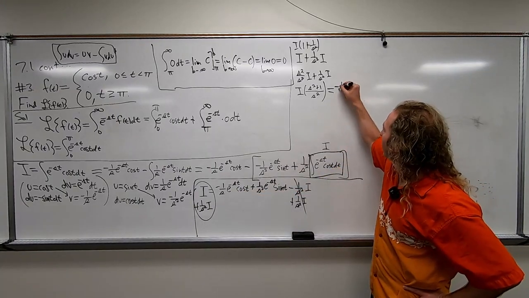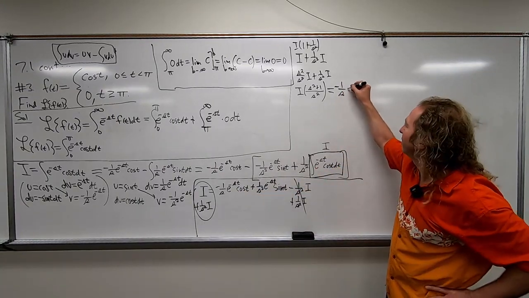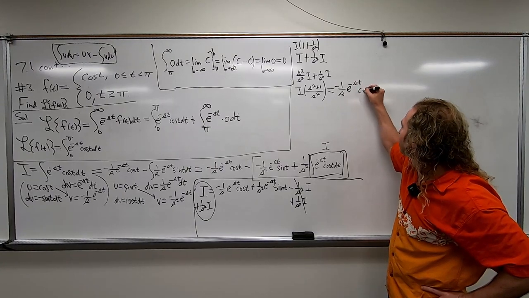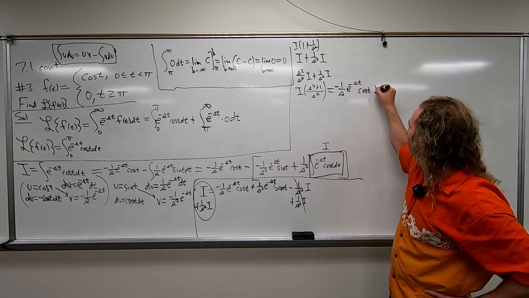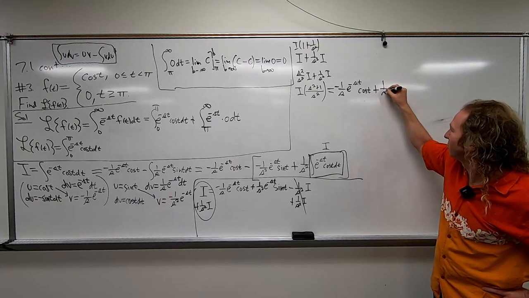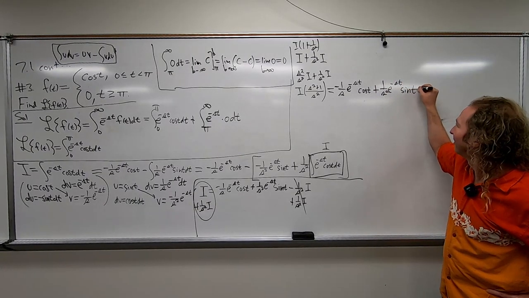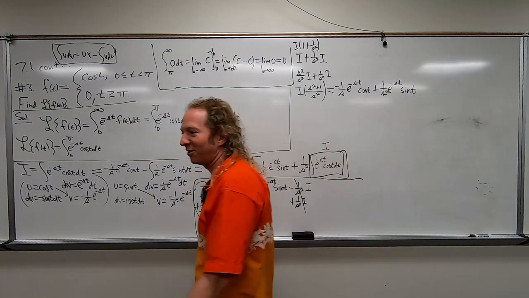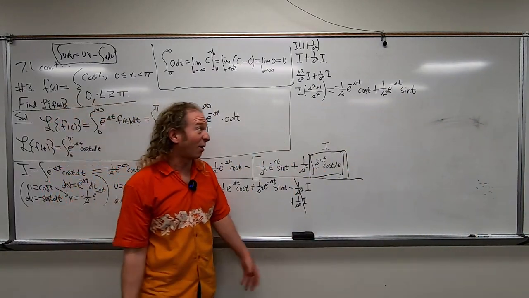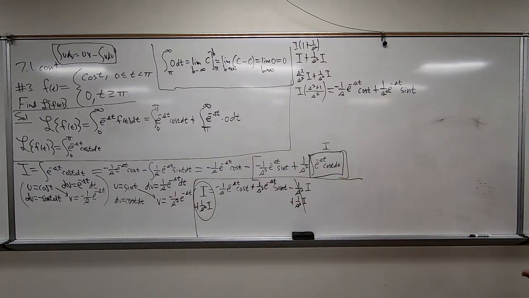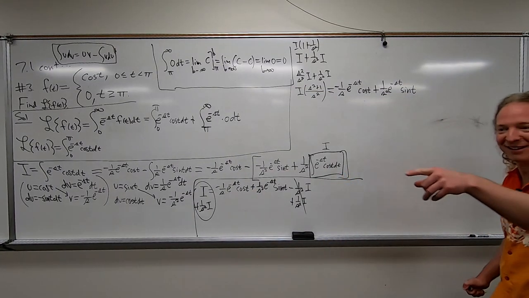So negative 1 over s, e to the negative st, this is a beautiful problem, cosine t, I'm loving it, plus, it's like McDonald's, 1 over s squared, isn't that the McDonald's thing? I'm loving it. I don't know if it still is, I haven't seen a McDonald's commercial in a while. I watch a lot of commercials, because I have Hulu.